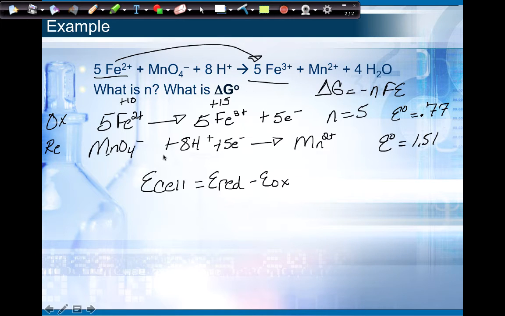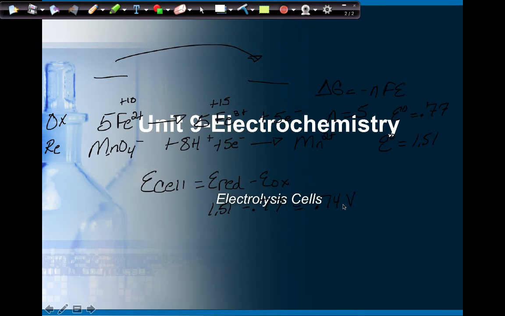All right, so this is being reduced, so I don't touch 1.51. And this is being oxidized, so it becomes negative. I put those two numbers together, and I'm going to get 0.74 volts. So the E cell should be 0.74.